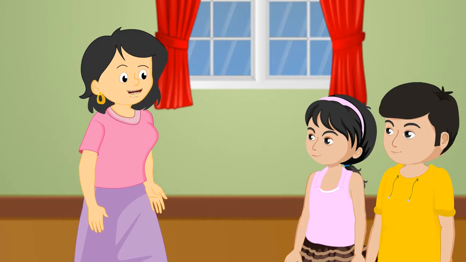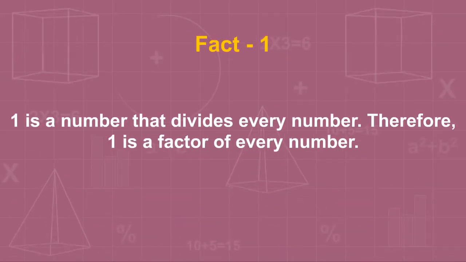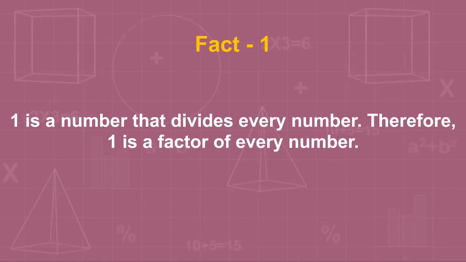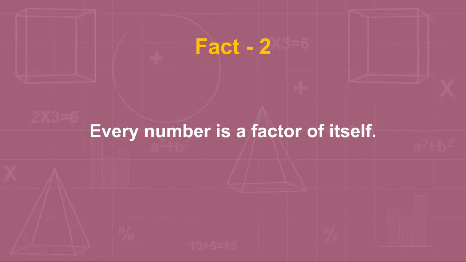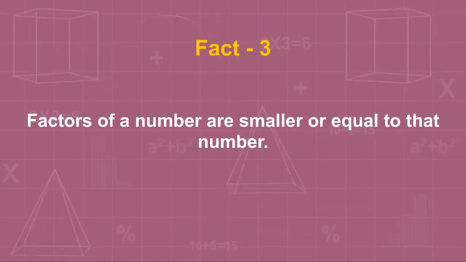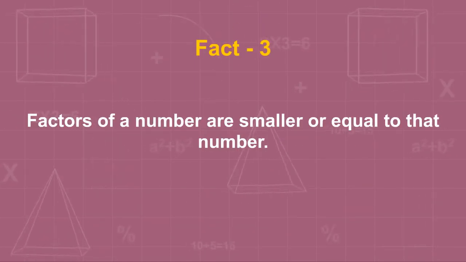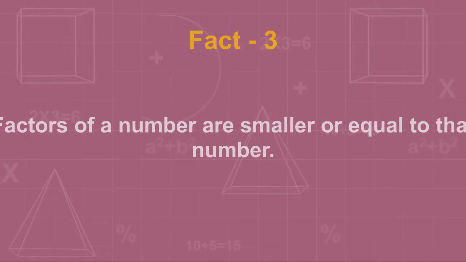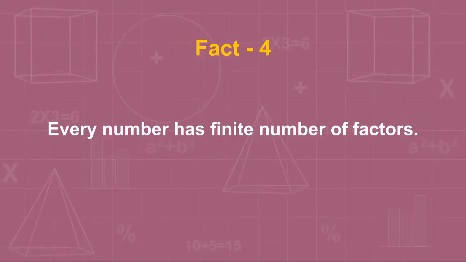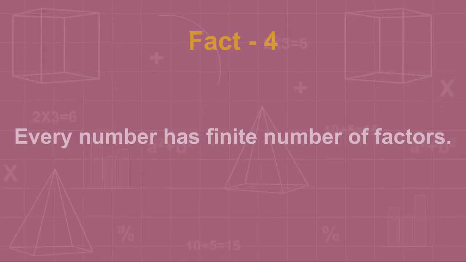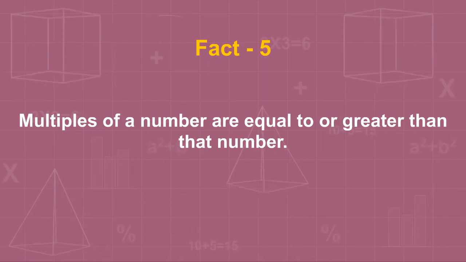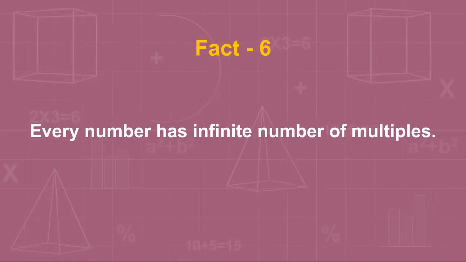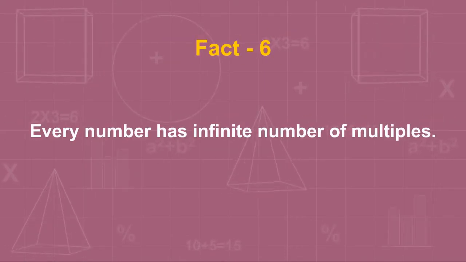Let's see some facts regarding factors and multiples. 1 is a number that divides every number. Therefore, 1 is a factor of every number. Every number is a factor of itself. Factors of a number are smaller than or equal to that number. Every number has a finite number of factors. Multiples of a number are equal to or greater than that number. Every number has an infinite number of multiples.